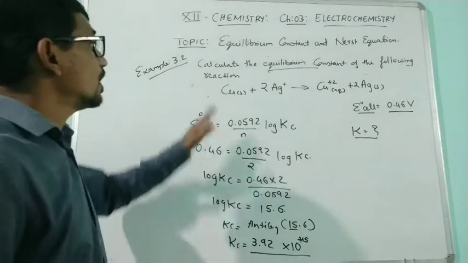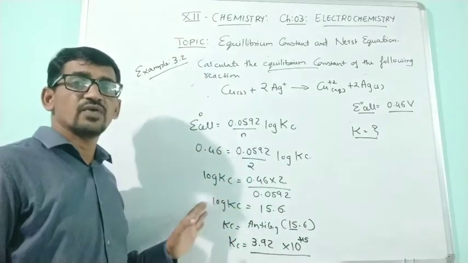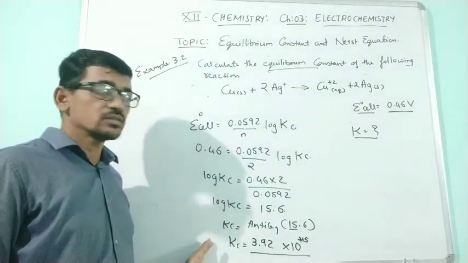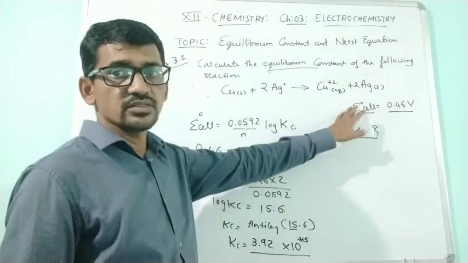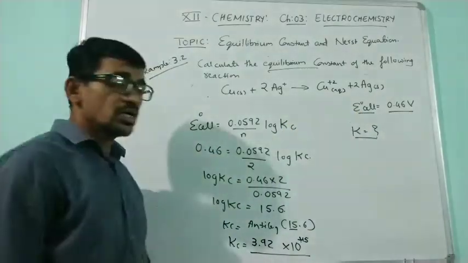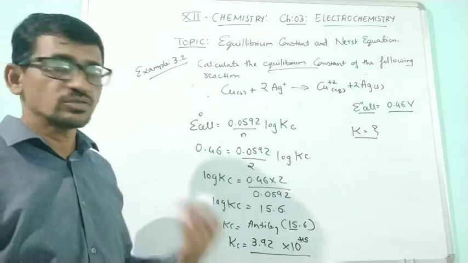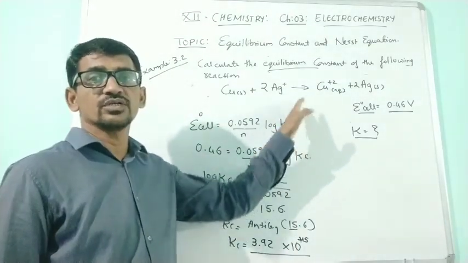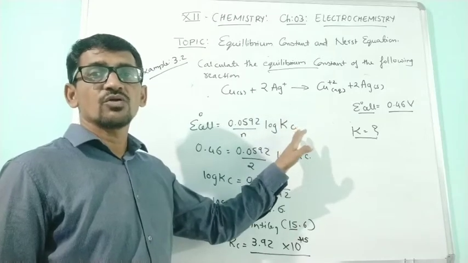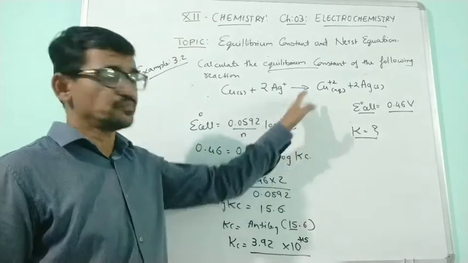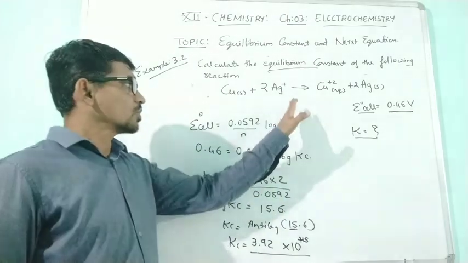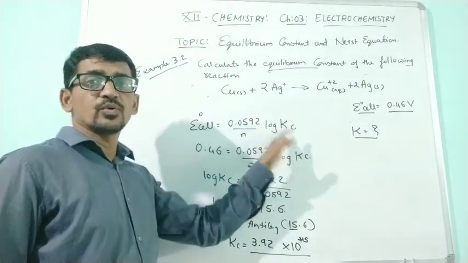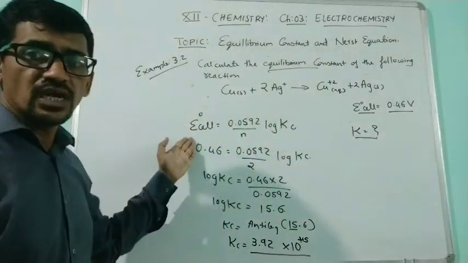Okay, for the above cell. So in this way you can find the equilibrium constant if the cell potential is given. But if the cell is a non-standard cell, then for this we have to write the value of concentration. We will not find the Kc value, but we will find the concentration of reactant and product, and then we can find the cell potential.